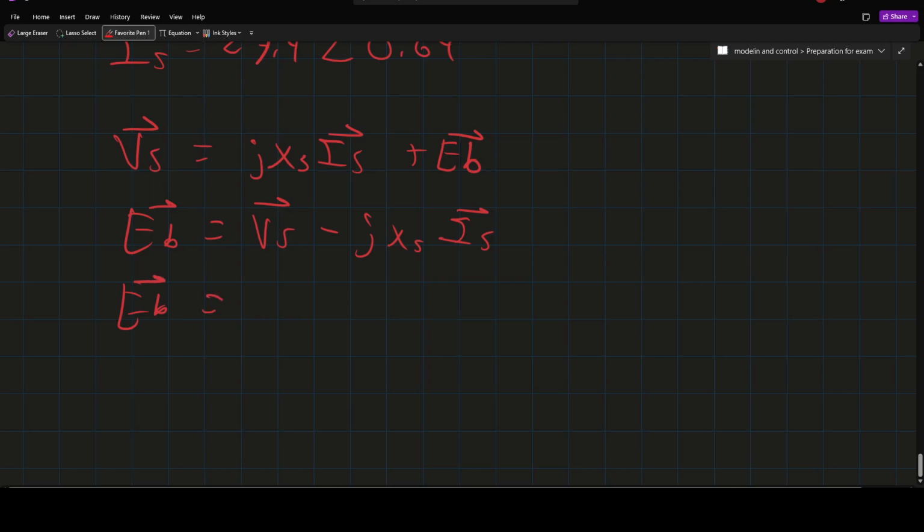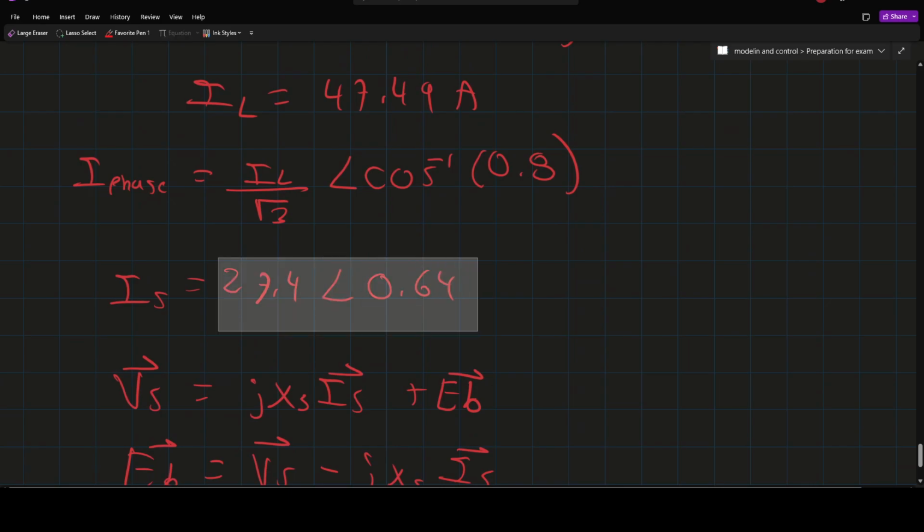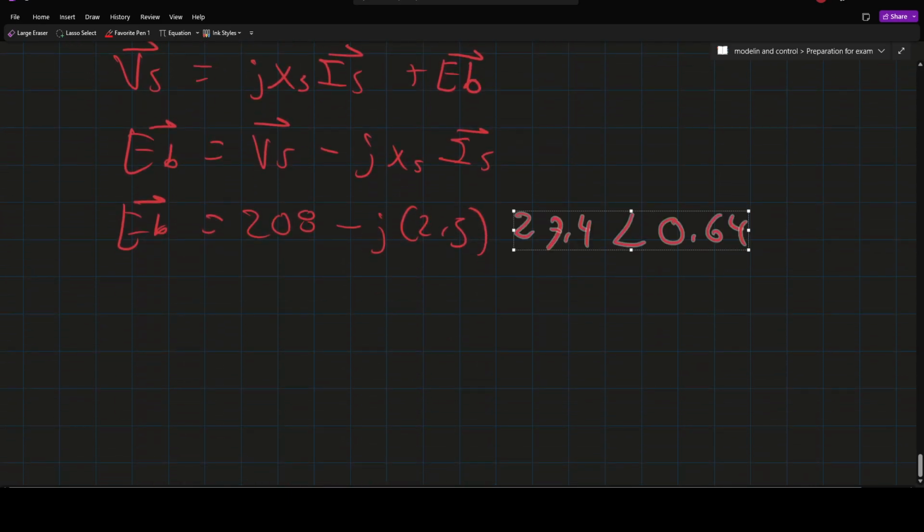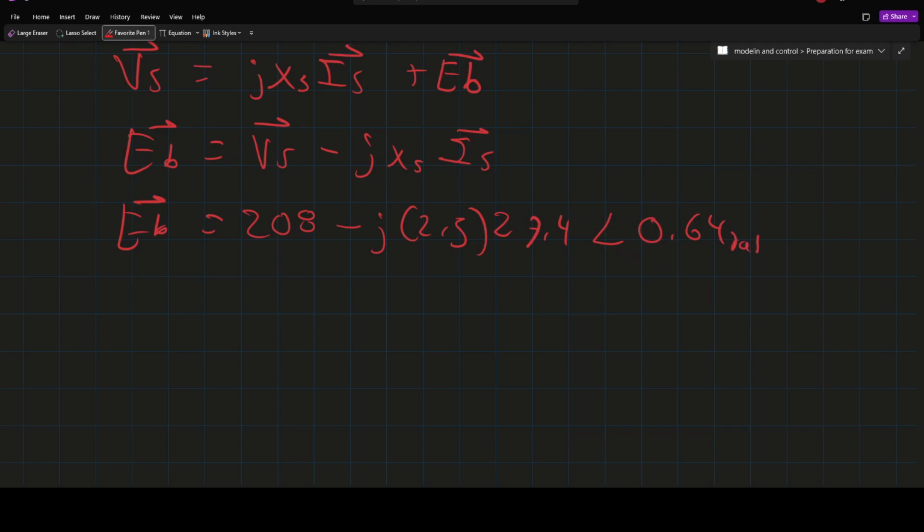By plugging in what we got, we have 208 minus j2.5, which is given, multiplying what we just found here. I'm just going to write radian so it is clear. So we have an EV of 255 with an angle of 0 minus 0.21 radians.